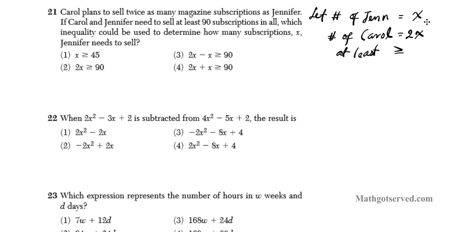Okay, so to determine how many Jennifer will sell, we have to set up an equation where the sum of their sales will be greater than or equal to the total, which is 90. So at least 90 means greater than or equal to 90. So if we sum it up, we're going to have x plus 2x is greater than or equal to 90.